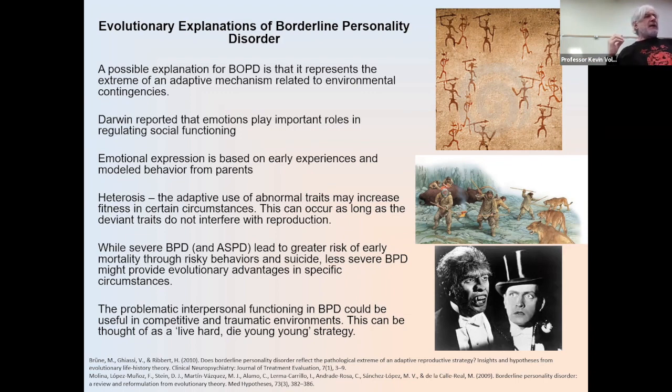Okay. Now, while severe borderline personality disorder, and I'd also mention here, for the next lecture, antisocial personality disorder, lead to greater risk of early mortality through risky behaviors and suicide, less severe borderline personality disorder, and especially having some borderline personality disorder traits, might prove to have evolutionary advantage in specific circumstances. Okay. And the problematic interpersonal functioning in borderline personality disorder can be useful in competitive and traumatic environments. This can be thought of as a live hard, die young strategy. Okay.